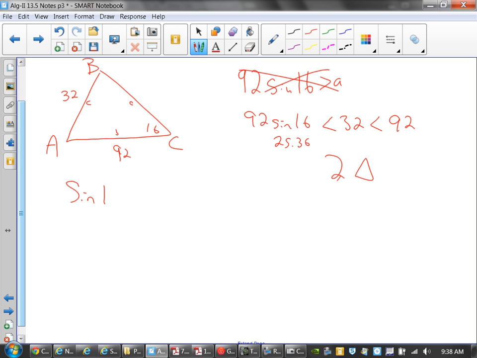Sine of 16 is to the 32 as the sine of B is to the 92. Do some quick cross multiplying. Inverse the sine to get the angle B. I did this earlier. Yeah, the 52 and change, that's right, 52.41. So what happens here is that you get an angle of 52.41. That winds up getting you the sine of that angle equaling out to be that of your decimal.